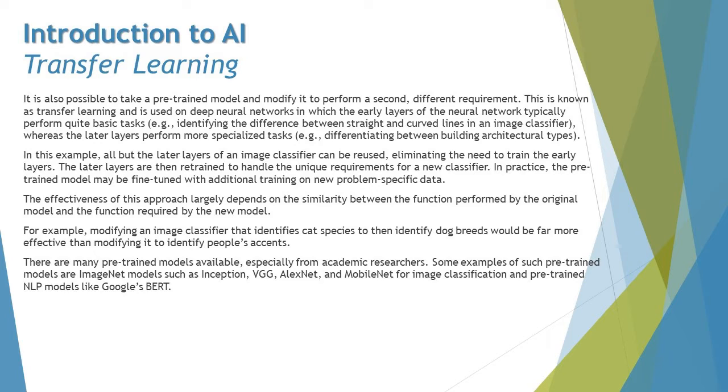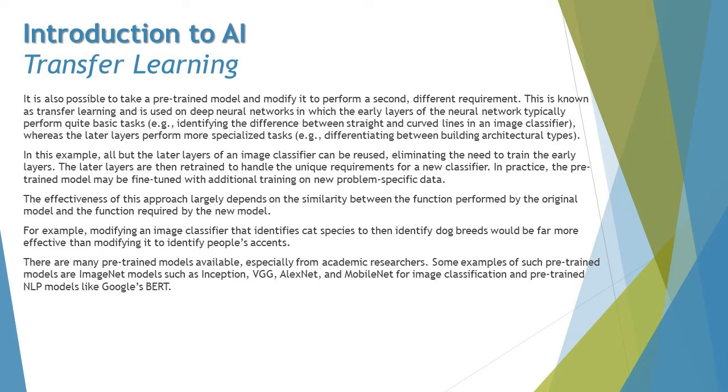As simple as that, you may have a pre-trained model which already has some capabilities trained. All you are doing is extending it further to meet more expectations. But here, you're not just fitting the expectations, you are further training with your personal data for what you want the ML model to do the job for. Now, the later layers are then retrained to handle the unique requirements for a new classifier. As simple as that. Now, in practice, the pre-trained model may be fine-tuned with additional training on the new problem-specific data.